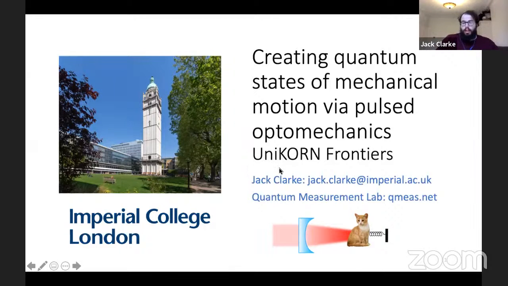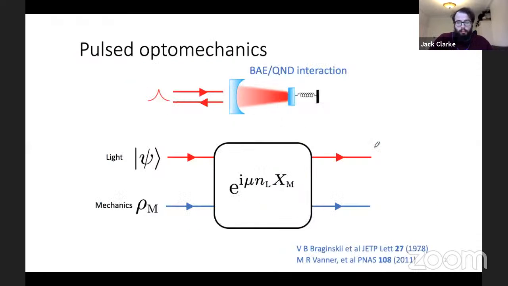So the first thing I want to talk about is going to be pulsed optomechanics, because that's going to be the foundation or the building block for the state preparation protocols I'll talk about later. Okay, so what is pulsed optomechanics? Well, let's say we have a pulse of light here, and it's much shorter than the mechanical mode of interest. Well, what's going to happen is it's going to enter the cavity, it's going to give a momentum kick to the mechanics, and while the pulse enters and leaves the cavity, it'll pick up some phase that depends upon the position of that mechanical oscillator.